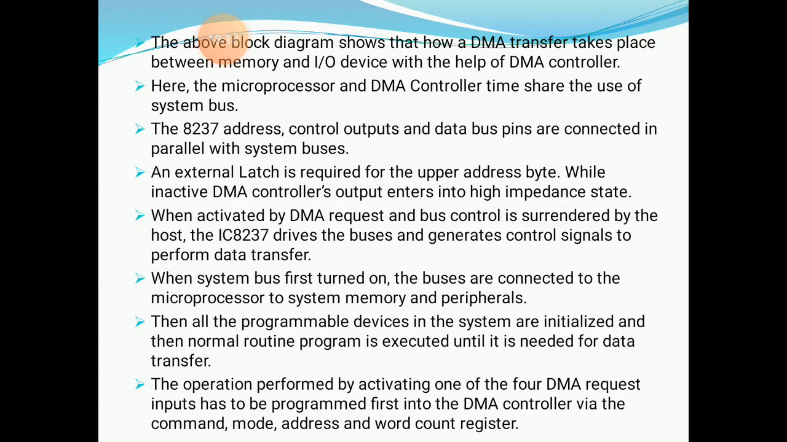When the system bus is first turned on, the buses are connected from the microprocessor to system memory and peripherals. Then all the programmable devices in the system are initialized and the normal routine program is executed until it is needed for data transfer. The operation is performed by activating one of the 4 DMA request inputs and has to be programmed into the DMA controller via the command, mode, address and word count registers.